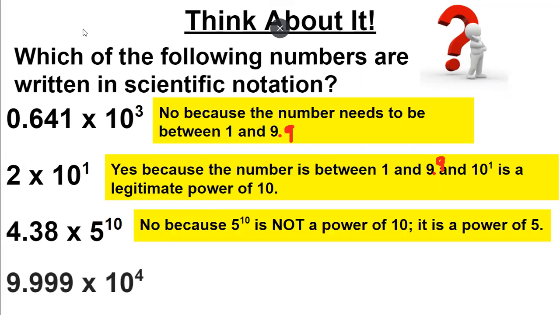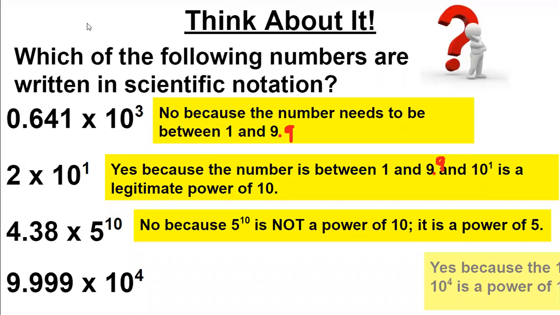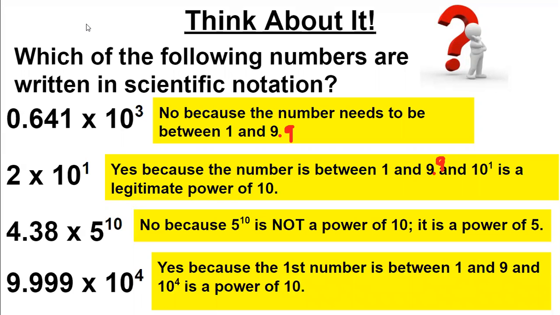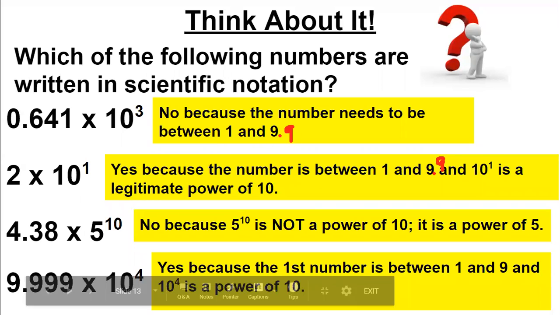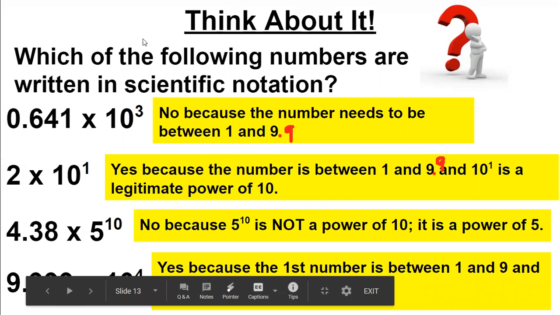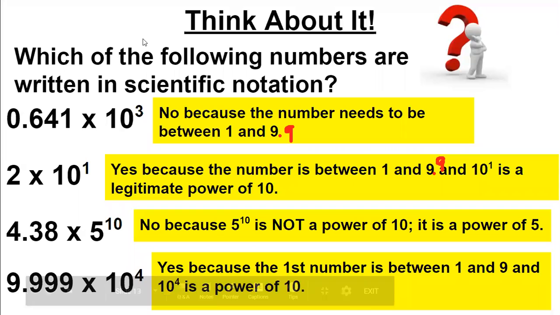And the last one, 9.999 times 10 to the fourth. Is that written in scientific notation? Yes, of course. First number is between 1 and, well, it's 9.999. It's lower than 10, right? And the second number, 10 to the fourth, is a power of 10. So that one is also written in scientific notation.